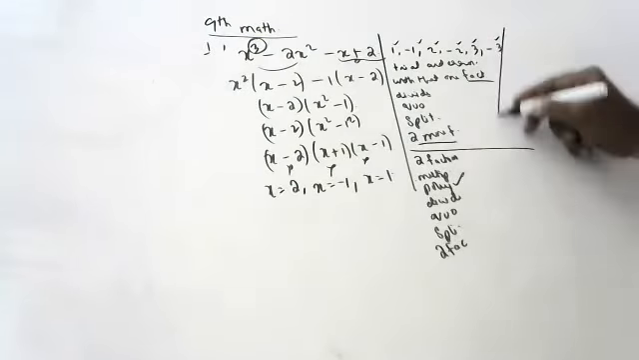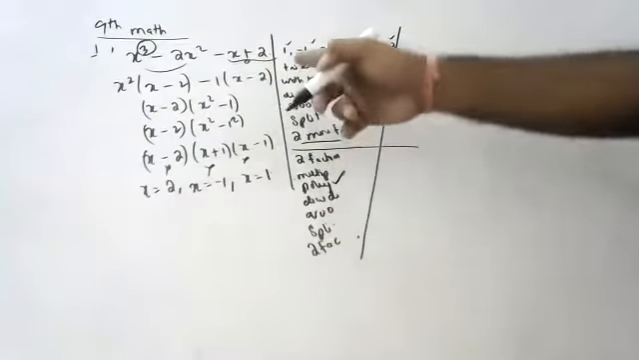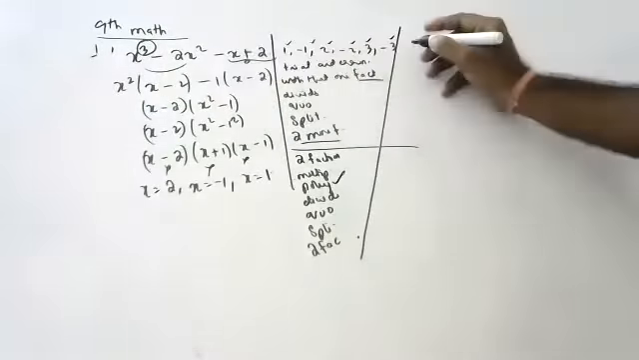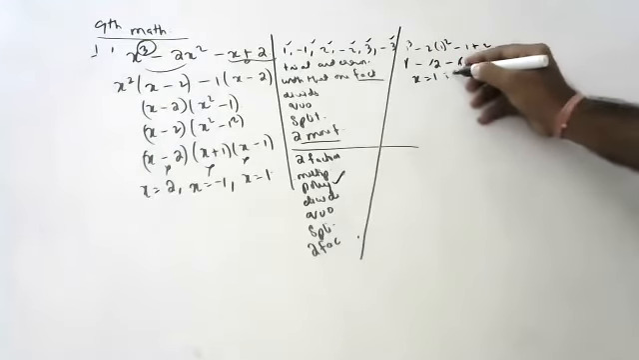The same sum, children. The same sum is there, no? This was the direct method. This is by trial and error method. I will show you. See here, children. First, let us substitute 1. If you substitute 1, what do you get? 1 cube minus 2 into 1 square minus 1 plus 2. 1 minus 2 minus 1 plus 2. This is gone, this is gone. x is equal to 1 is a factor.